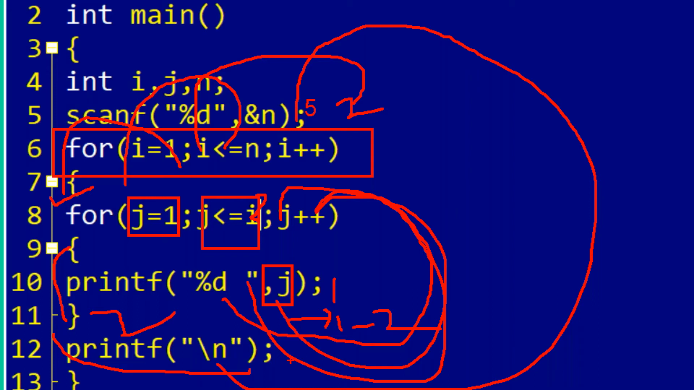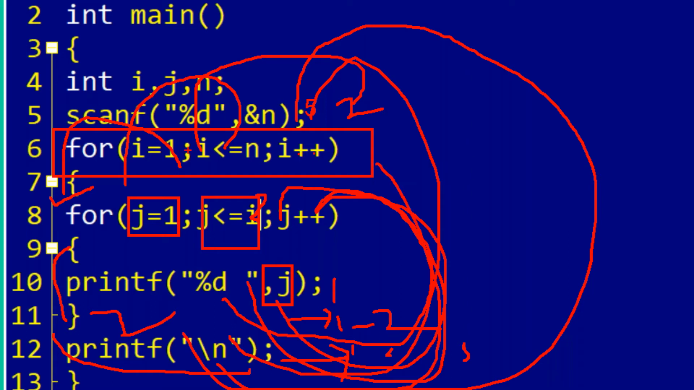Then again a new line will come, and the cursor will be there. After that i will be 3. Now 3 less than or equal to 5 is true. For the third iteration, we are printing here j equal to 1, j less than or equal to 3, which means we are printing 1, 2, 3 numbers. Like 1, 2, 3, 4, like 1, 2, 3, 4, 5.